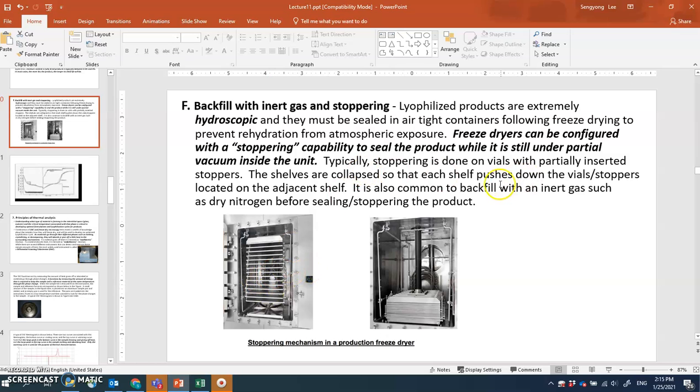Okay, so typically stoppering is done on vials with partially inserted stoppers, because they are loosely sitting. The shelves are collapsed, this shelf is collapsed down. That's how those shelves push in the stoppers. That's what happens.